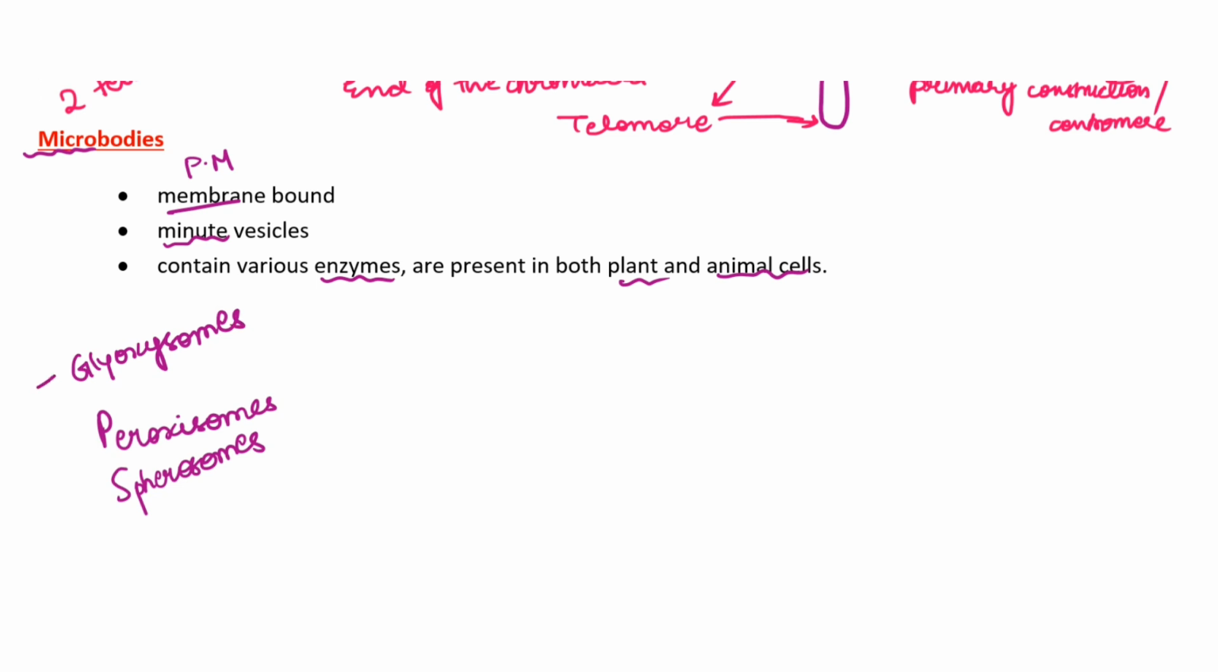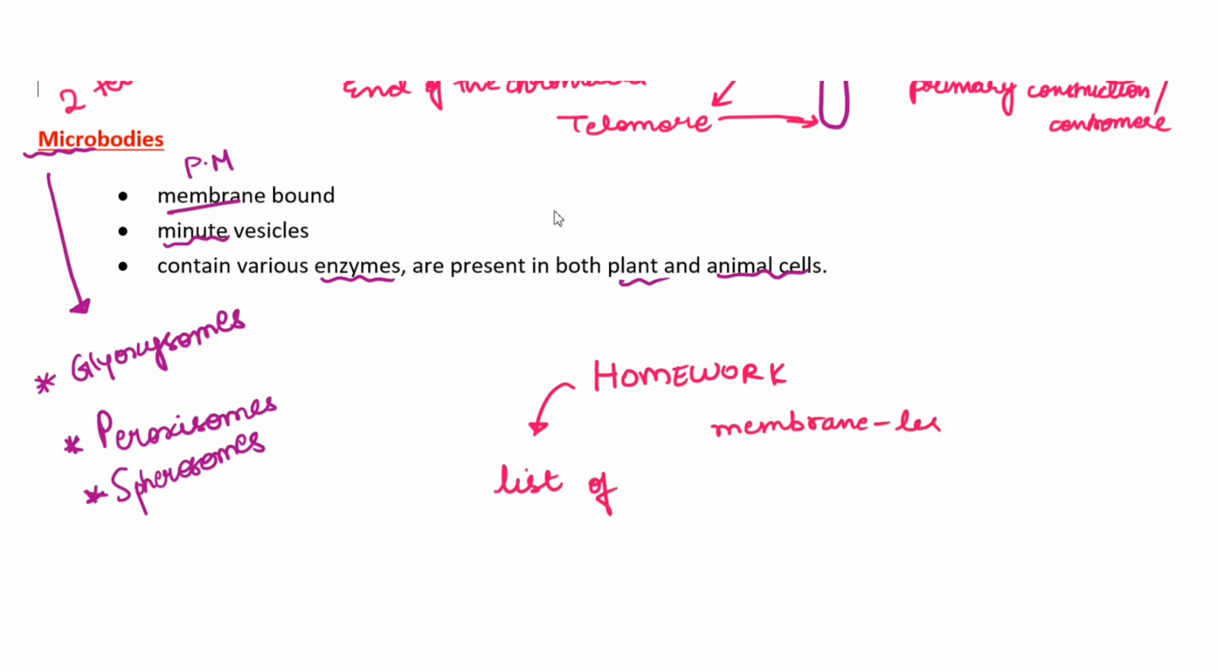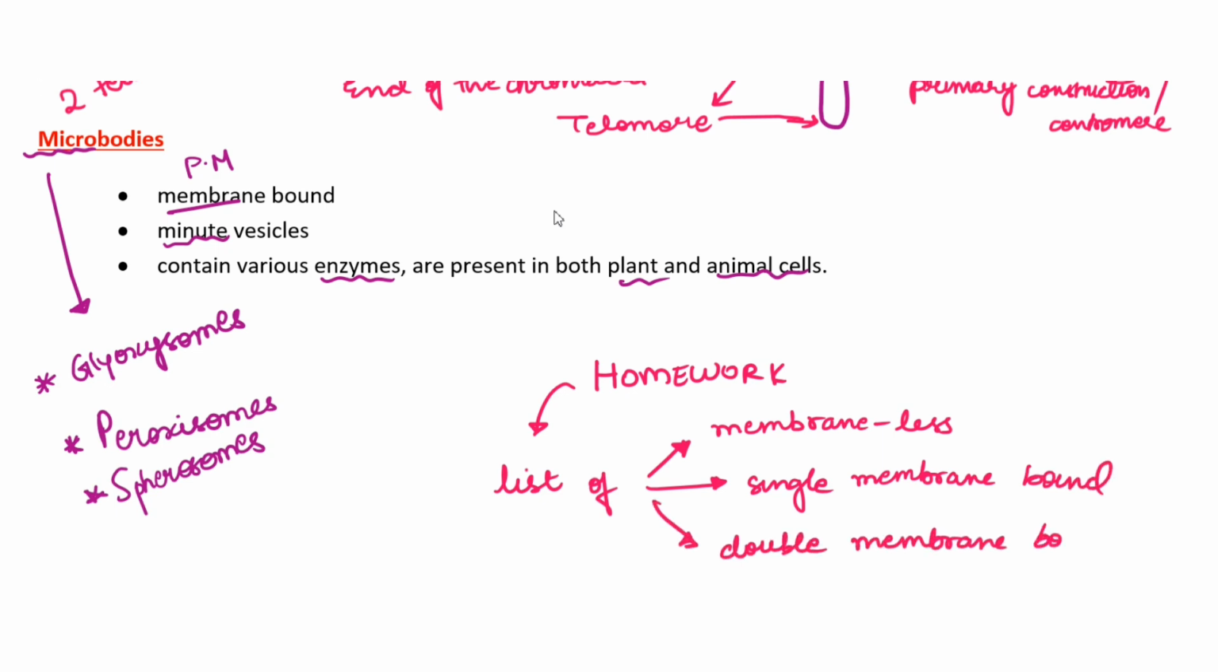You just have to learn the information given in NCERT. I'm not going into too much detail, so let's stop with this. This forms the end of the chapter Cell, the Unit of Life. But let's not end it so easily. I'm just giving you a simple homework. I want you to prepare a list of membraneless, single membrane bound and double membrane bound organelles. This is your homework, and please comment it down.